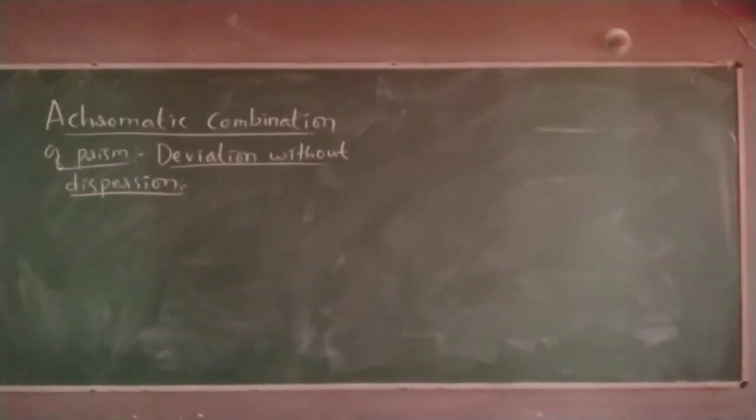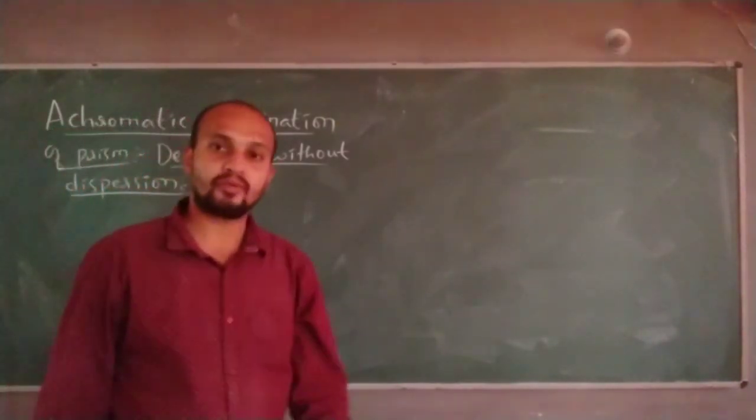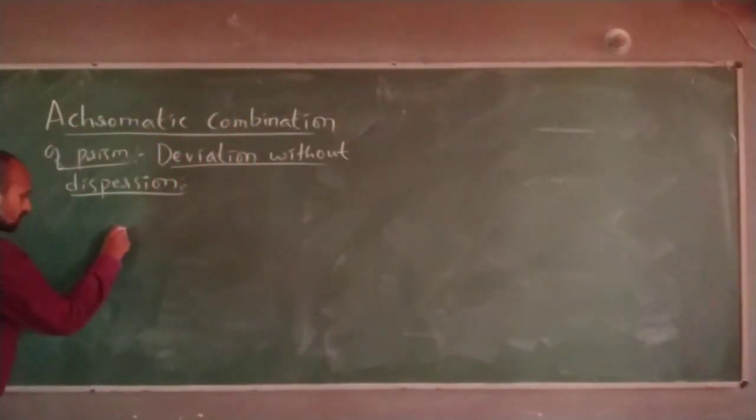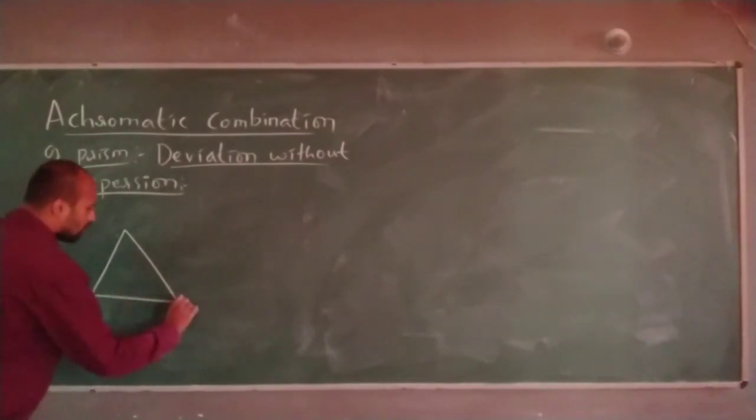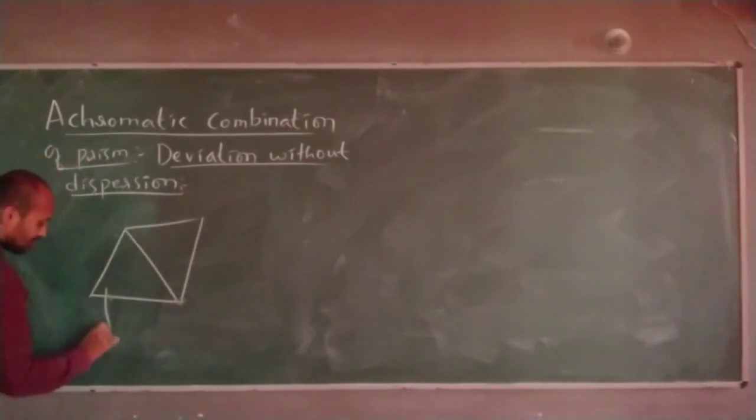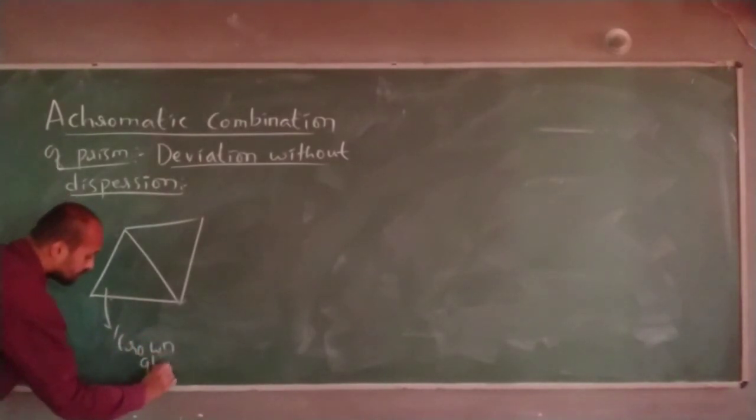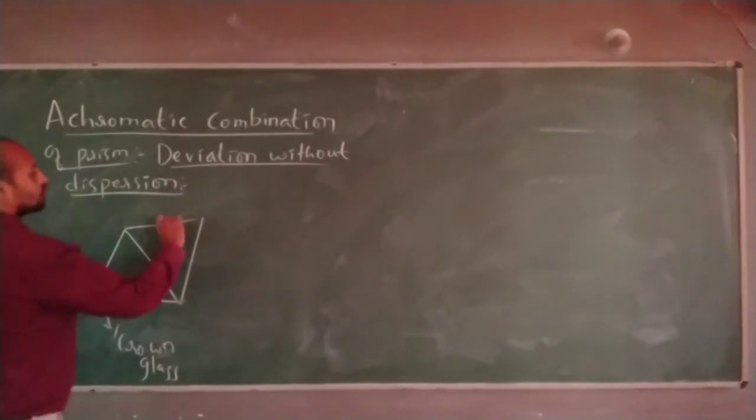See here, achromatic combination of prisms: deviation without dispersion. What do you mean by this? If you ask me, I will combine two prisms. This one will be of crown glass. This one will be of flint glass.